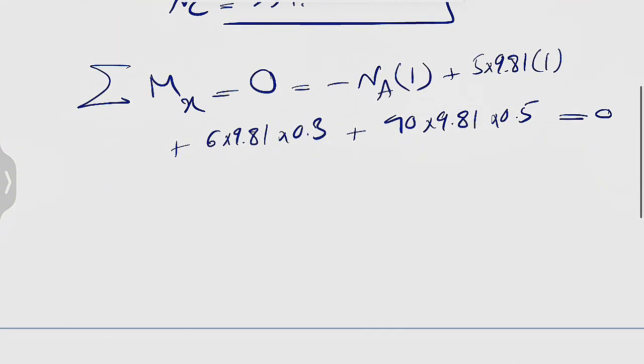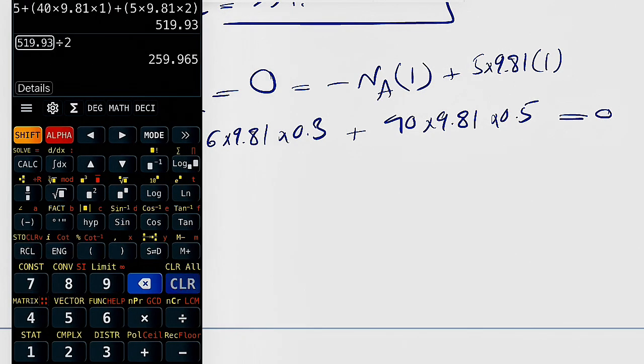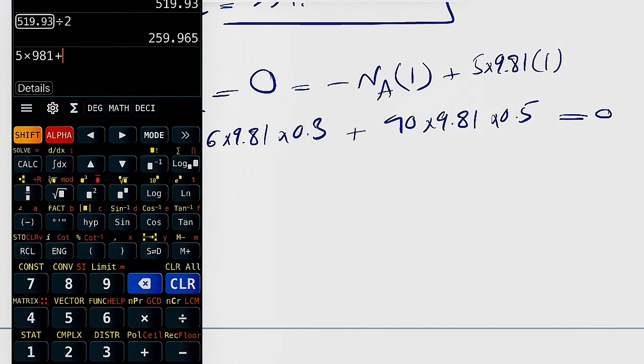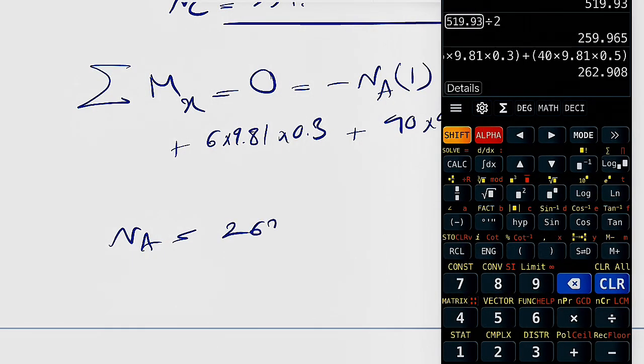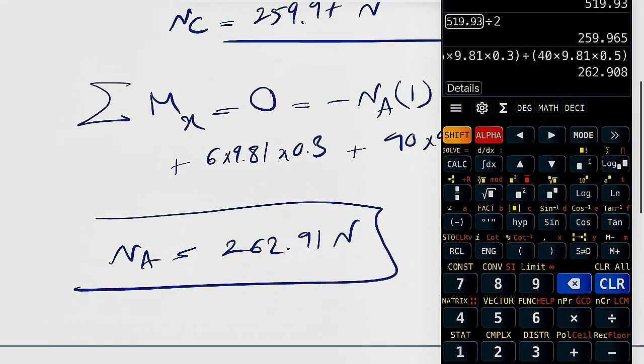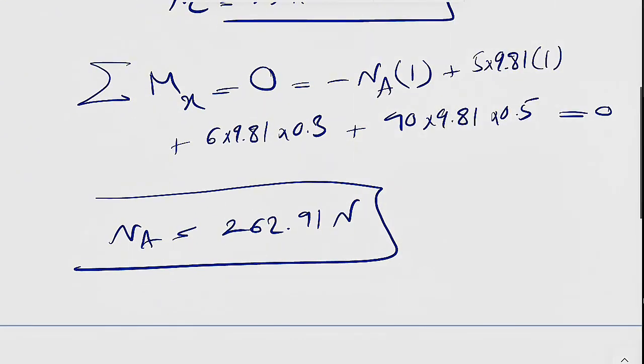And because of equilibrium, this will be equal to 0, and we should be able to find NA here pretty quick. So 5 times 9.81 plus 6 times 9.81 times 0.3 plus 40 times 9.81 times 0.5, and this is going to give us 262.91 newtons, the normal force at leg A.